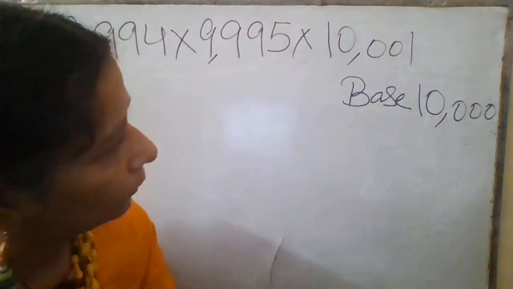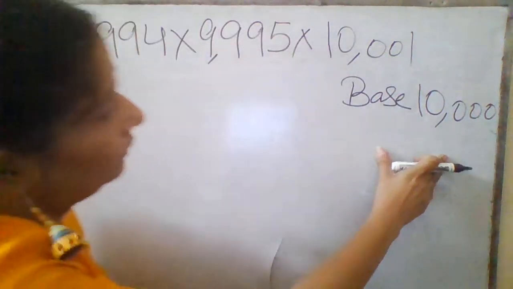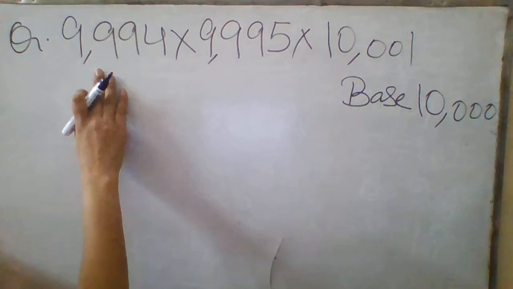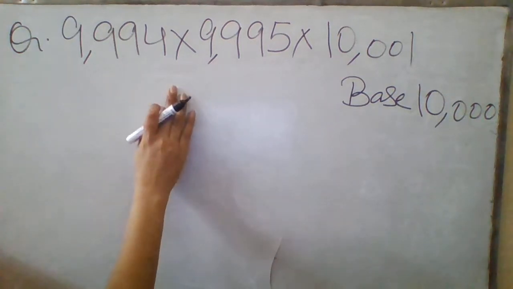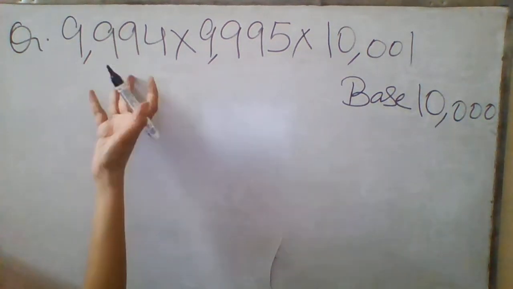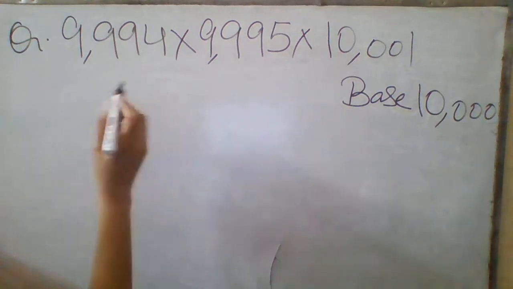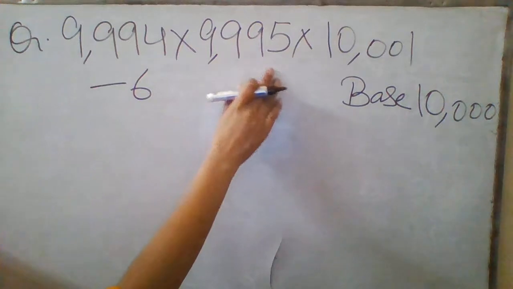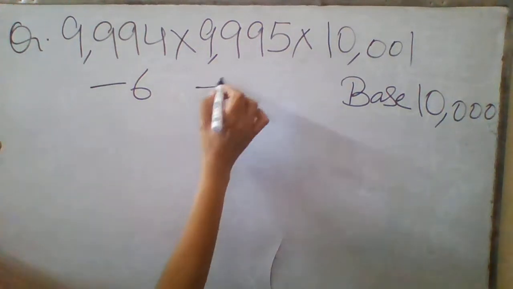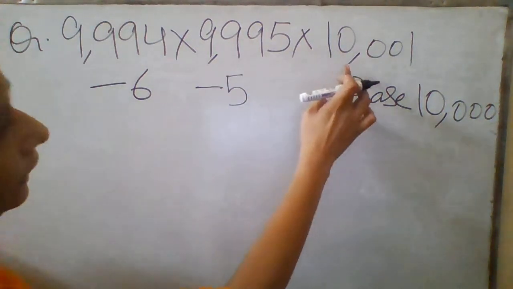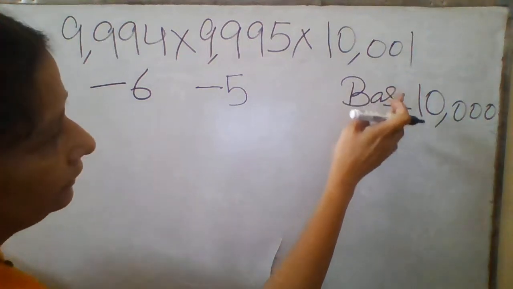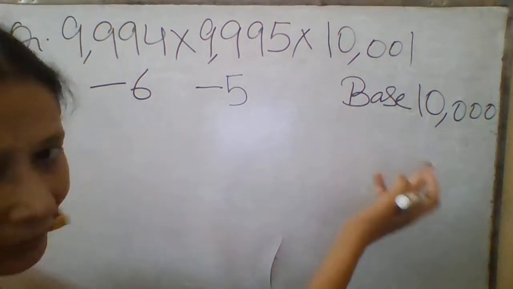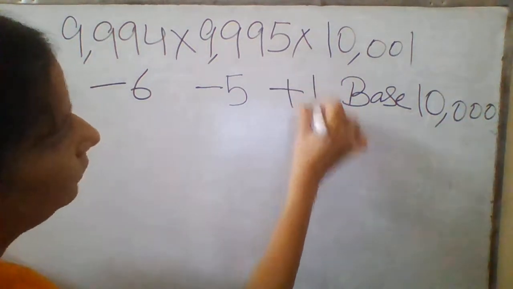Now let's see how. What is the base here? Base is 10,000 because this is 9,994. So if you subtract 9,994 from 10,000, you will get minus 6. And for 9,995, you will get minus 5. And this is 10,001. This is more. How much more? 10,001 minus 10,000, so this will be plus 1.